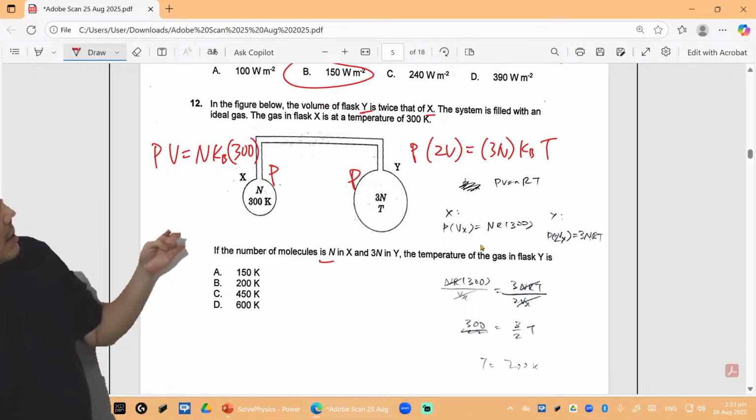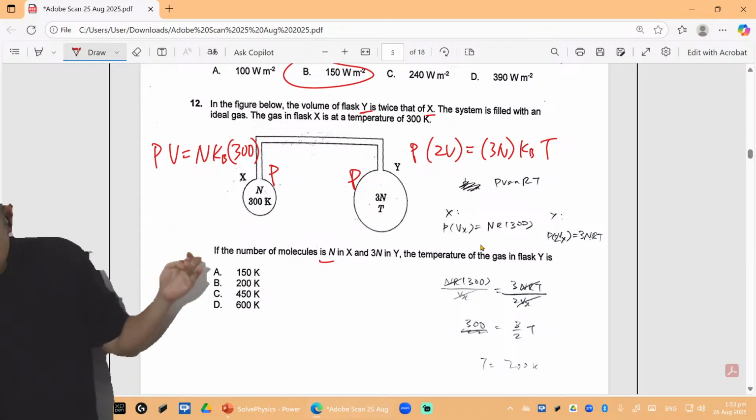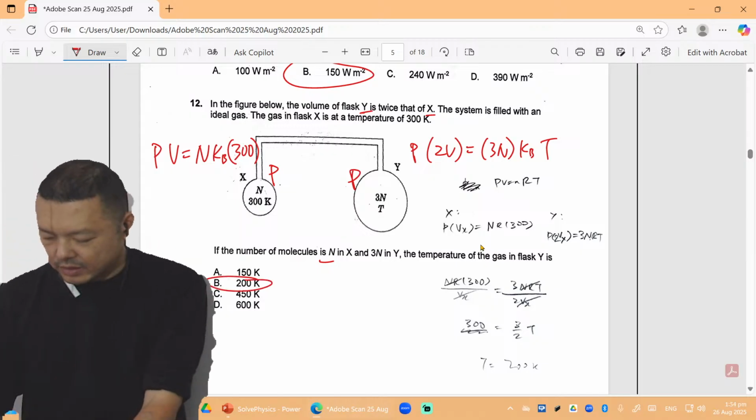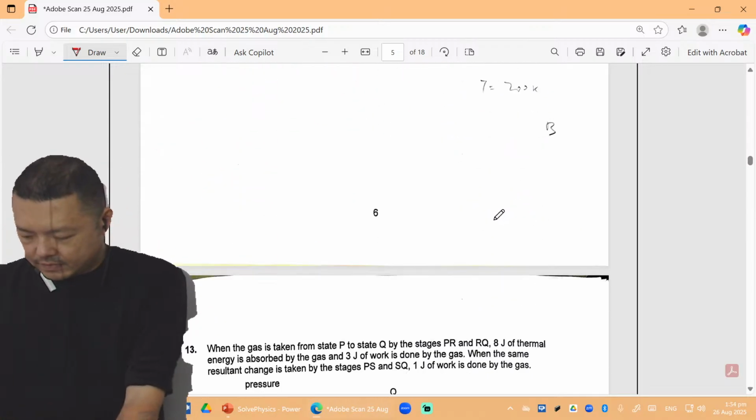What am I looking at? 200 kelvins, yeah, there you go. Right, so that's for 12.